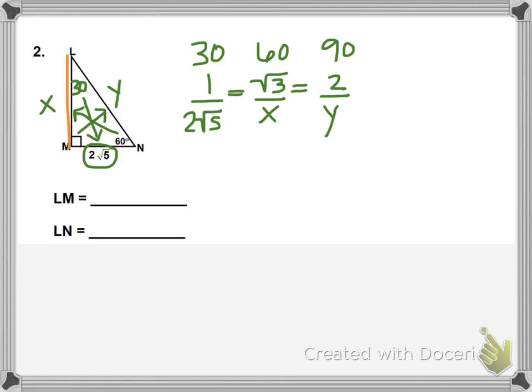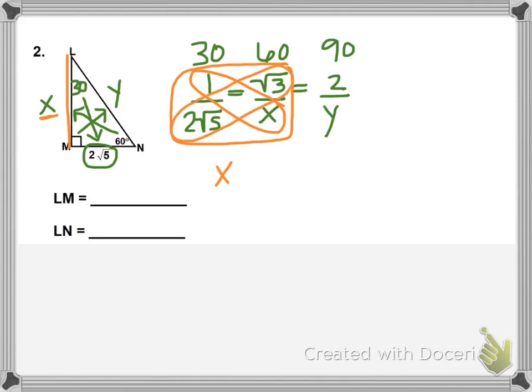LM is x. So I need the middle ratio, and I want to set it equal to the first ratio because it doesn't have the other variable. Whenever I have these proportions, I want to have only one type of variable in them. Let's go ahead and cross multiply. 1 times x is 1x, or x. 2 square roots of 5 times square roots of 3.